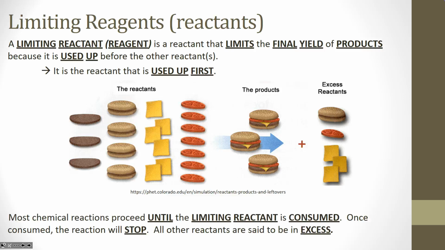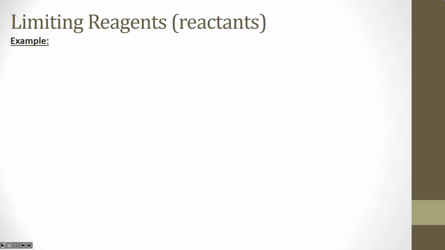So most chemical reactions will proceed until that limiting reactant is consumed. And once it's consumed, the reaction will stop. Everything else, all the other reactants that we have extra of, are called excess. Extra meaning excess. So here we go.